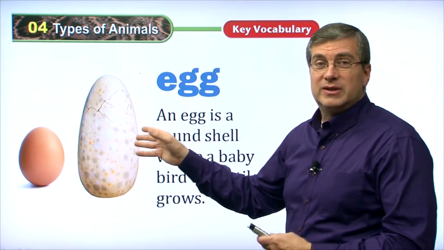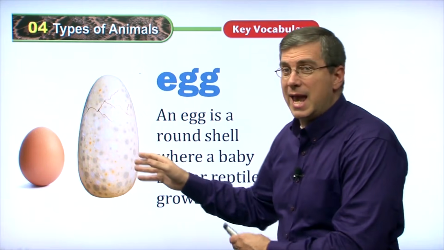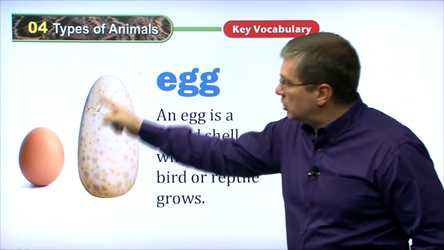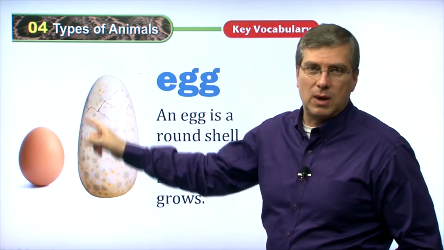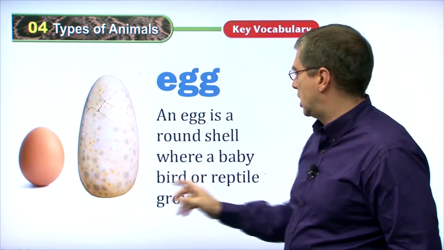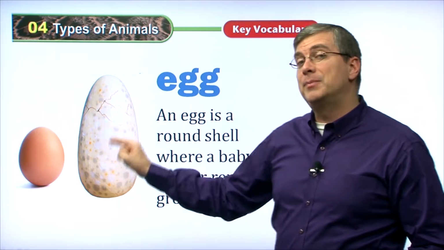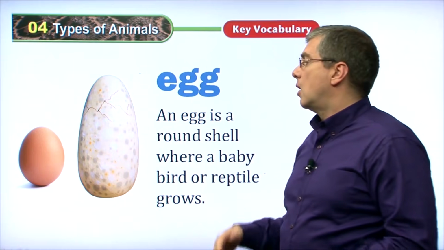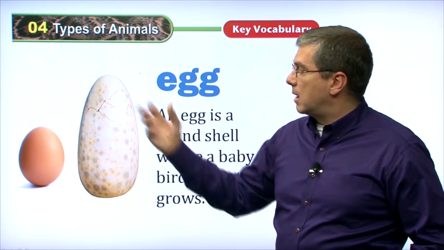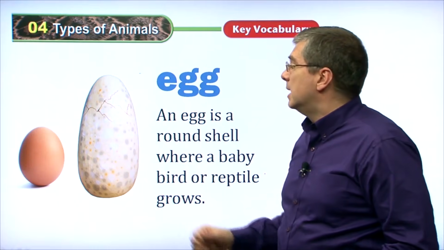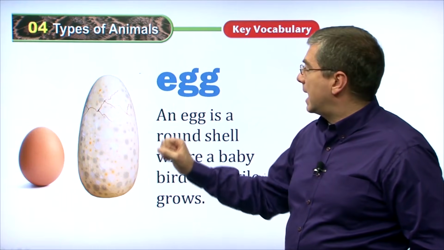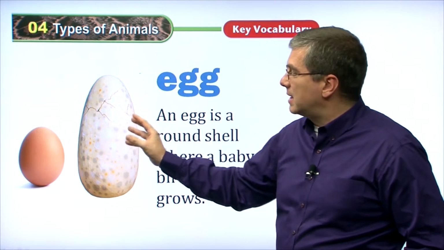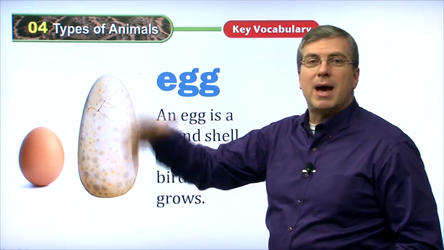So this is a different style of birth. Mammals don't lay eggs. But what is an egg? How can we describe an egg? An egg is a round shell, usually round, maybe not perfectly round, but roundish. It's a round shell where a baby bird or reptile grows. So it's not just birds, it's also reptiles. Reptiles also lay eggs, and they will come out. Fish also lay eggs too, by the way. So birds or reptiles will lay an egg, and the young bird or the young reptile will grow inside that egg, and then after a while they'll crack and come out of the egg.